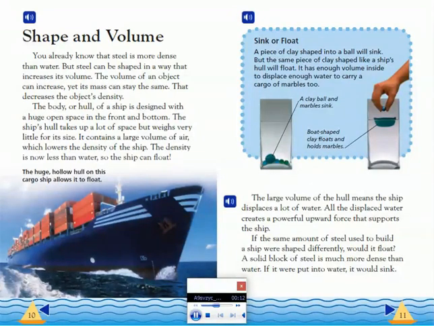If the same amount of steel used to build a ship were shaped differently, would it float? A solid block of steel is much more dense than water. If it were put into water, it would sink.